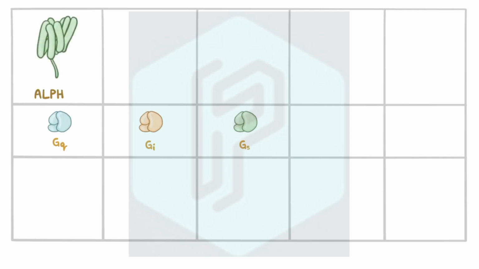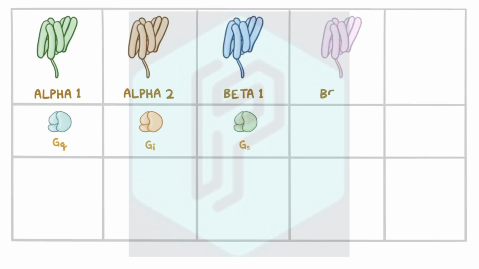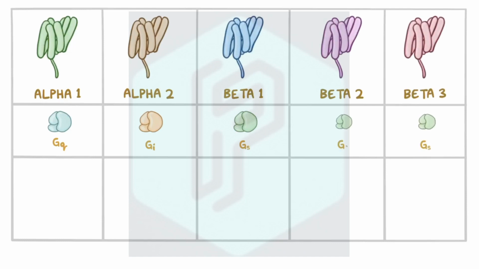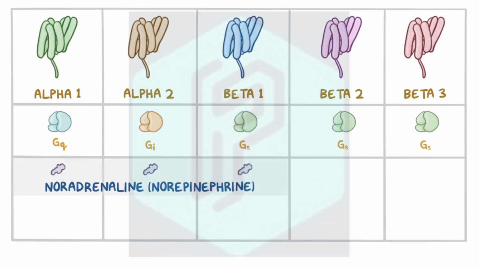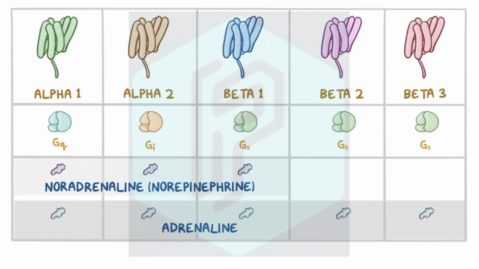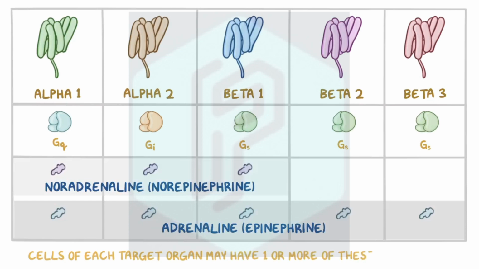So, there's an alpha-1 adrenergic receptor coupled with a GQ protein, an alpha-2 adrenergic receptor coupled with a GI protein, and a beta-1, beta-2, and beta-3 adrenergic receptor, all of which are coupled with GS proteins. Noradrenaline, or norepinephrine, binds and activates alpha-1, alpha-2, and beta-1 receptors, whereas adrenaline, or epinephrine, can bind to all 5 of the alpha and beta receptors. The key is that the cells of the target organ may have one or more of these receptors.